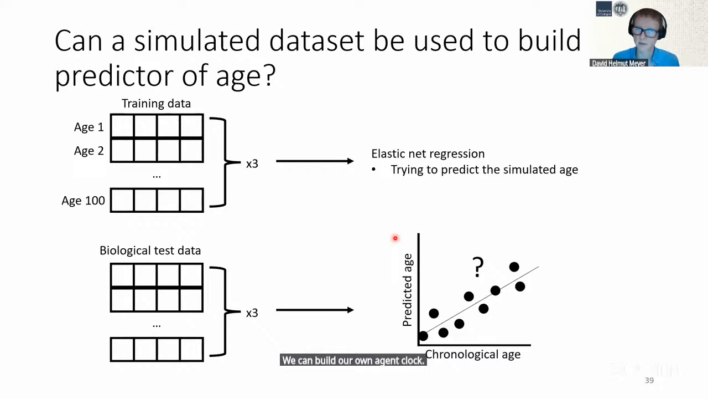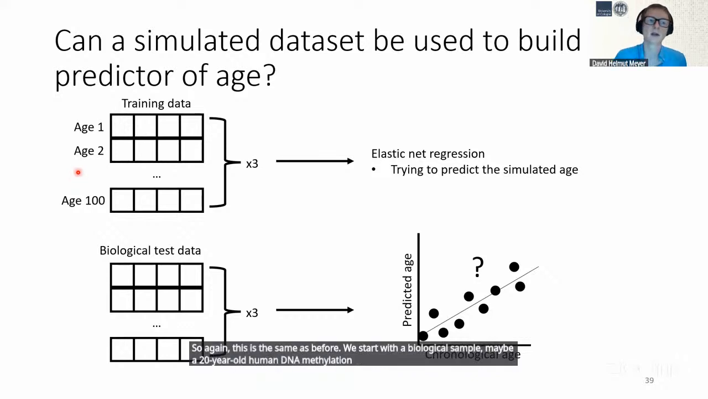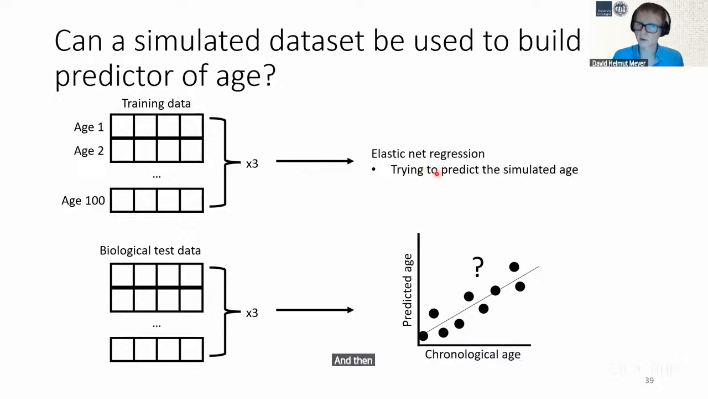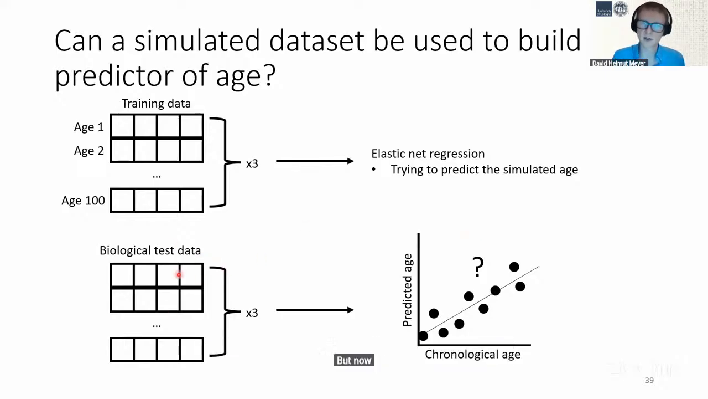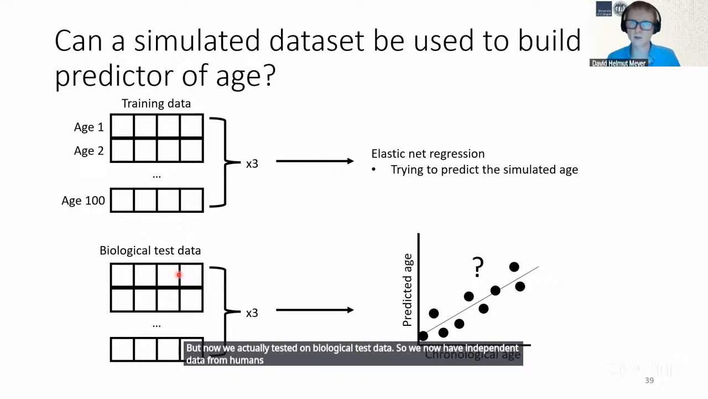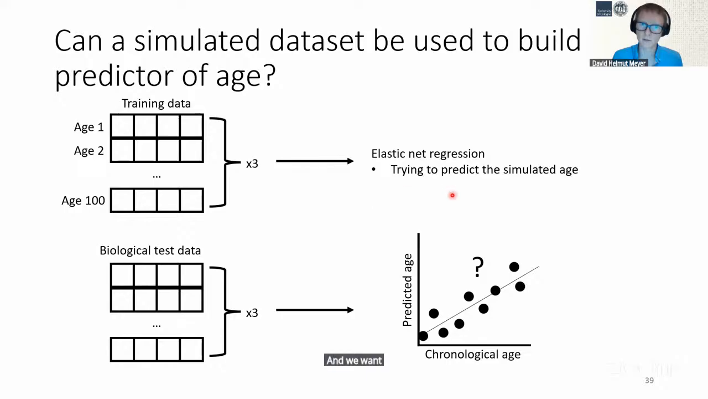So again, it's the same as before. We start with a biological sample, maybe a 20-year-old human DNA methylation sample. We add noise. And then we train a predictor that tries to predict the simulated age. So the same as I showed you before. But now we actually tested on biological test data. So we now have independent data from humans, maybe from 20 to 80 years or so. And we want to see, could this model that just learned on noise predict anything?